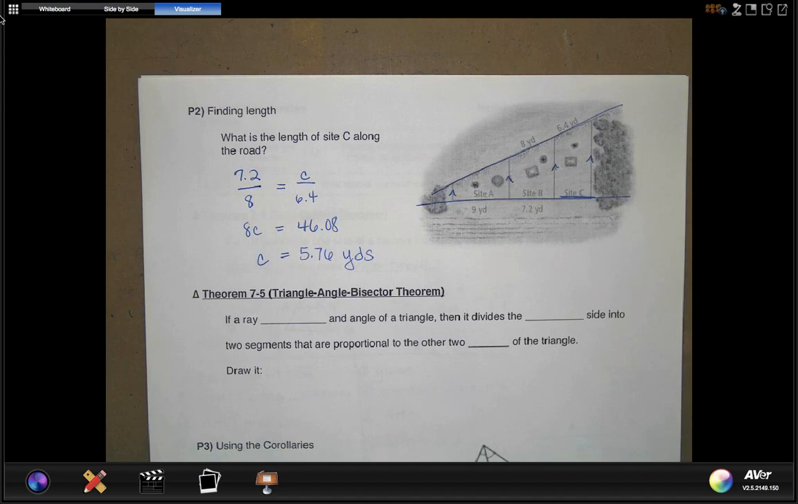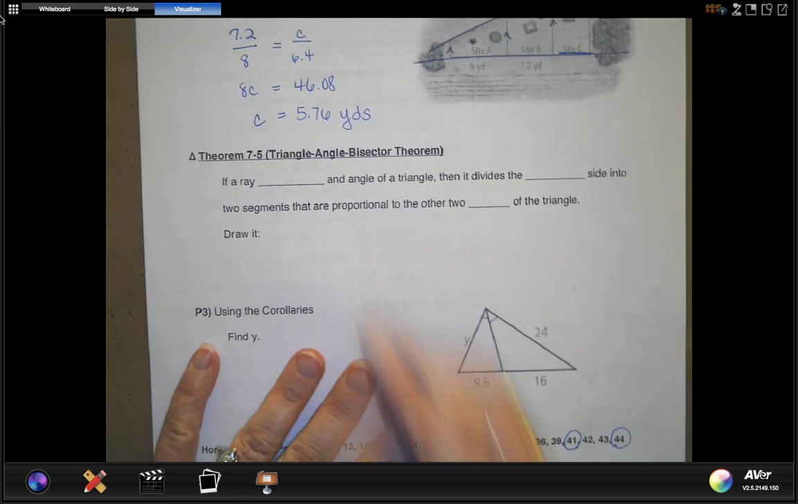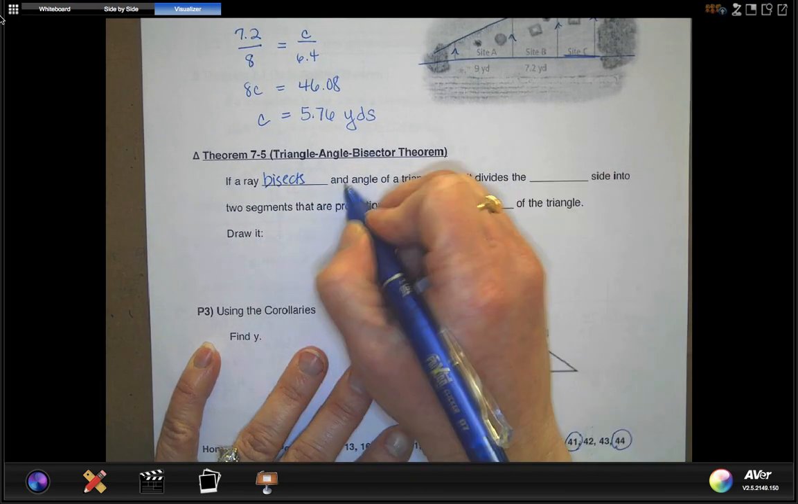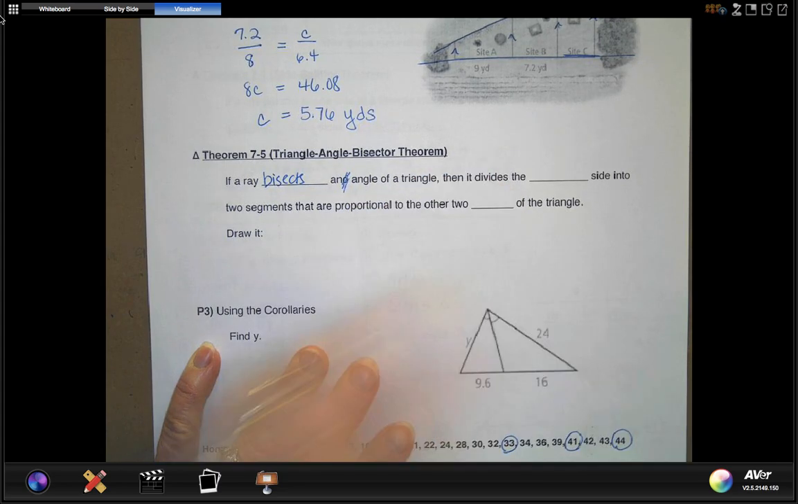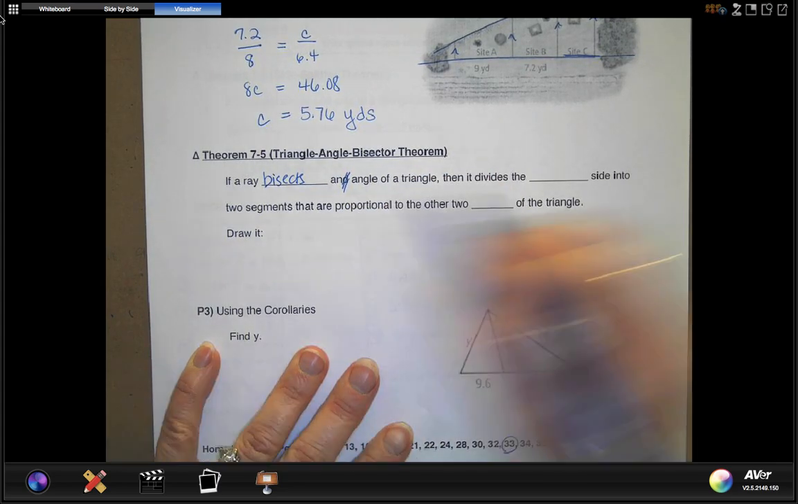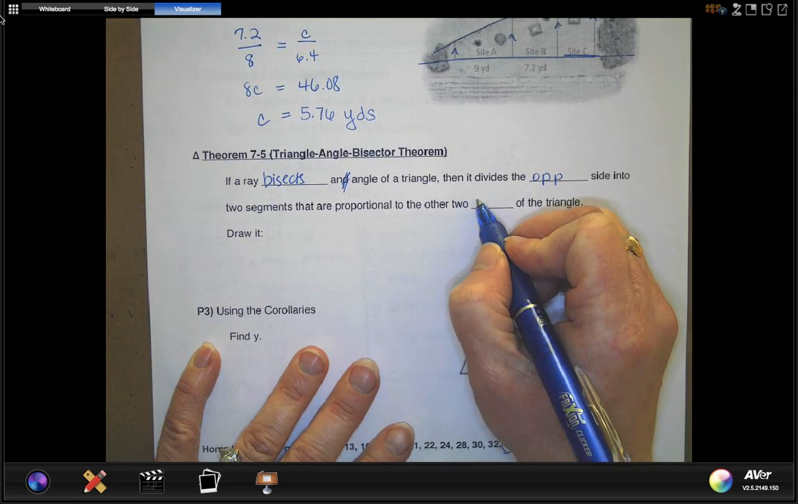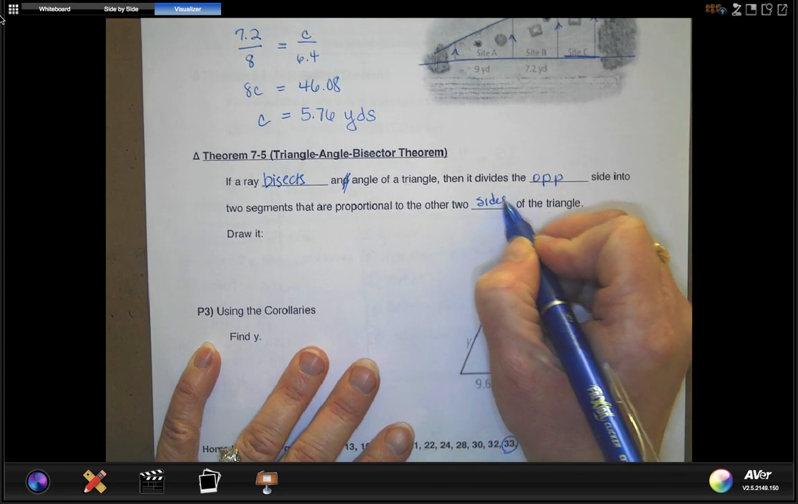All right, theorem 7.5, triangle angle bisector theorem. So if a ray bisects an angle of a triangle, then it divides the opposite side into two segments that are proportional to the other two sides of the triangle.